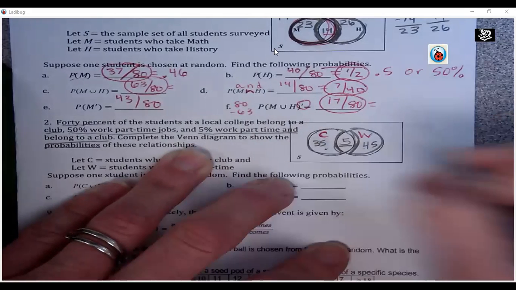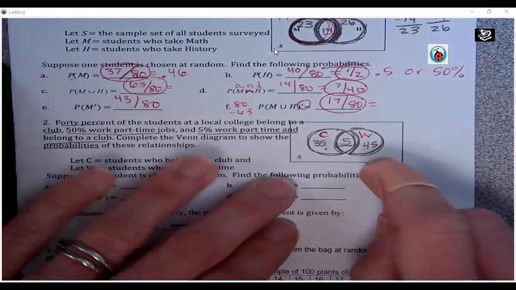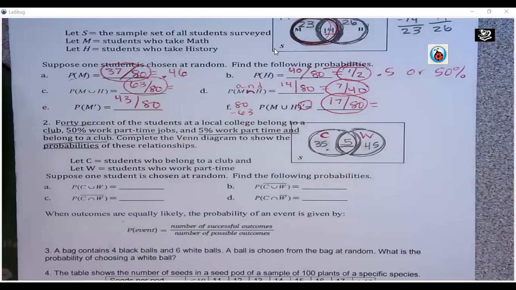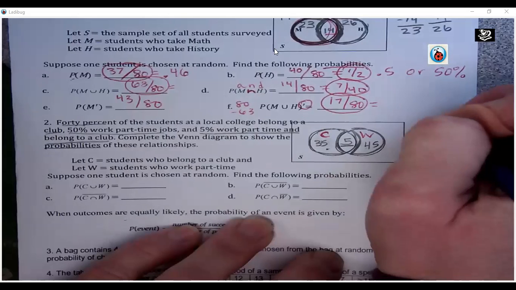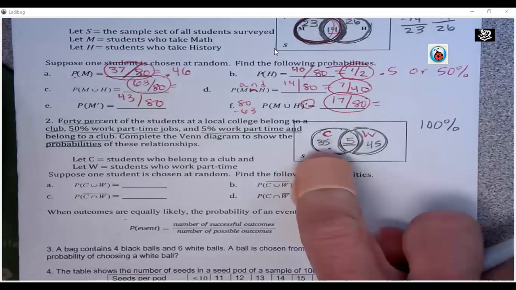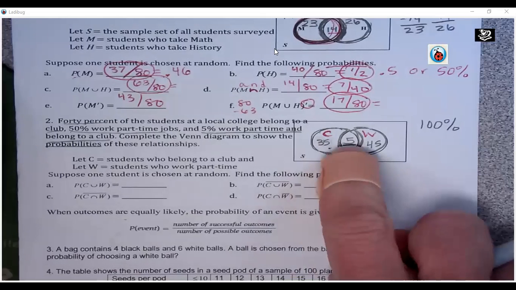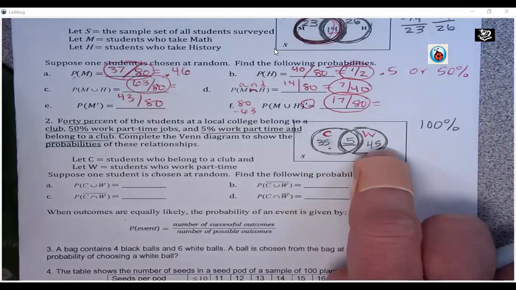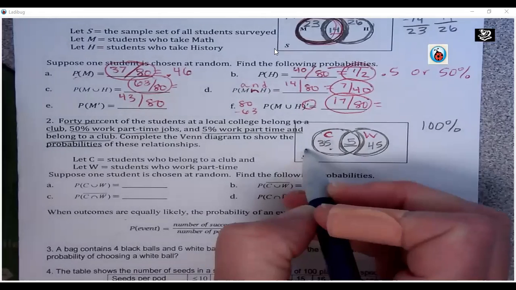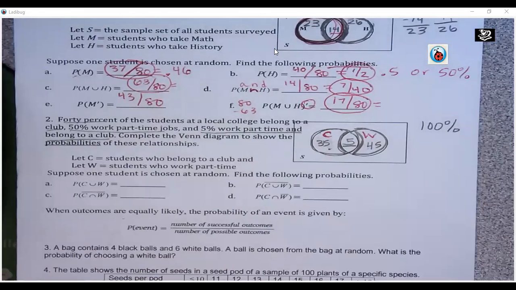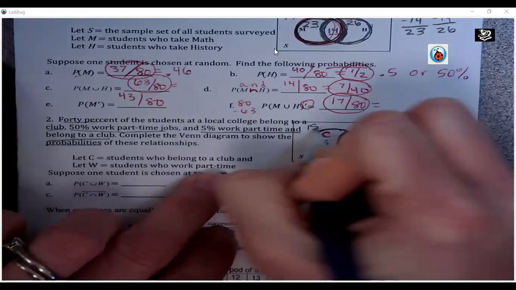Okay. What do you think all my numbers should add up to on this one? Anybody? What do you think they should all add up to? 100%. Yeah, good. Percents always add up to 100. So far we have 35 plus 5, that's 40, plus 45, that gives me 85. So what percent do nothing or don't belong to a club or work? 15%. Thank you, Rachel. 15%.